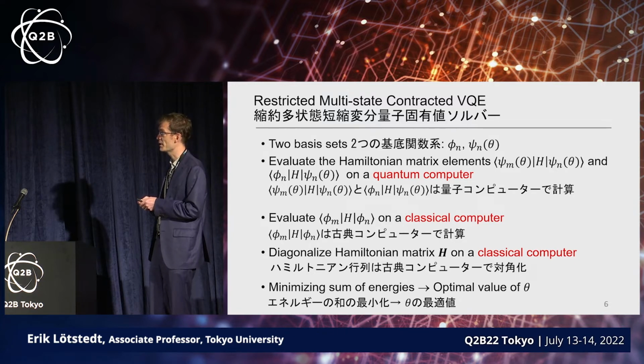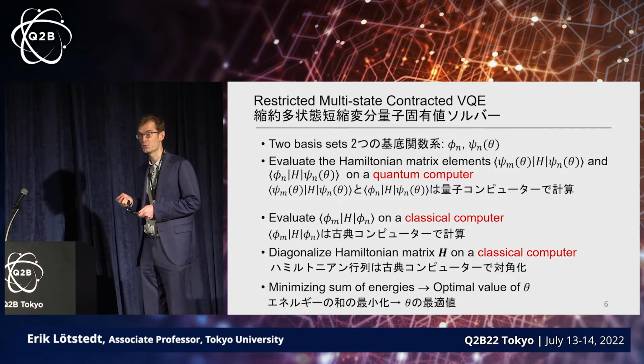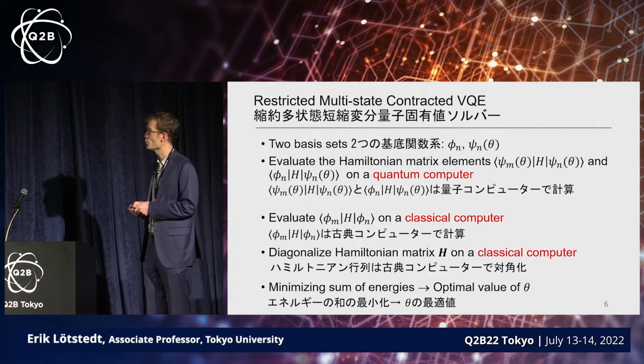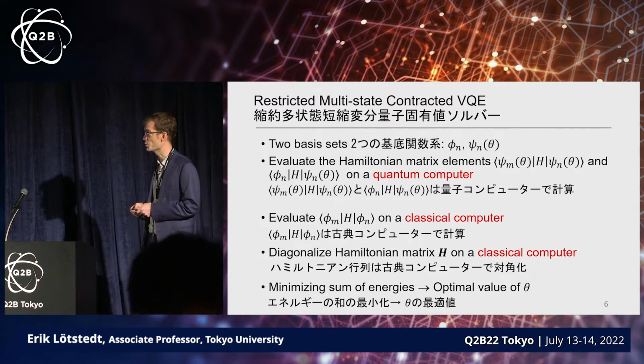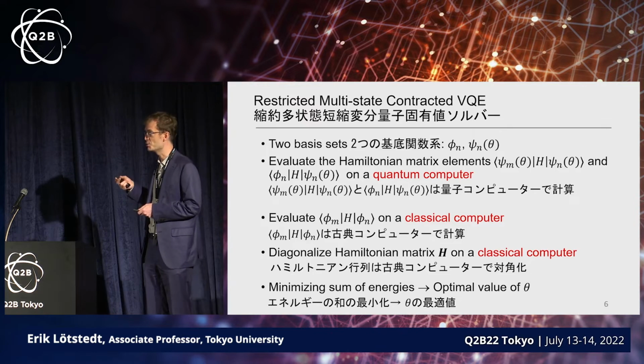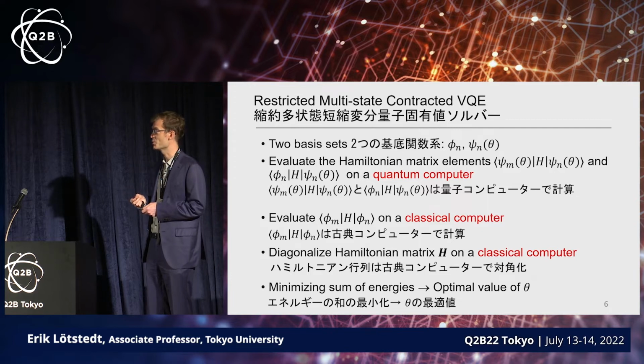Then we calculate matrix elements of these basis sets. The matrix elements involving the psi n basis set are calculated using the quantum computer. The matrix elements involving the other basis set, phi n, are calculated on the classical computer. By construction, even for a large molecule, this can be done efficiently. And the quantum matrix elements are supposed to be difficult to calculate on the classical computer.